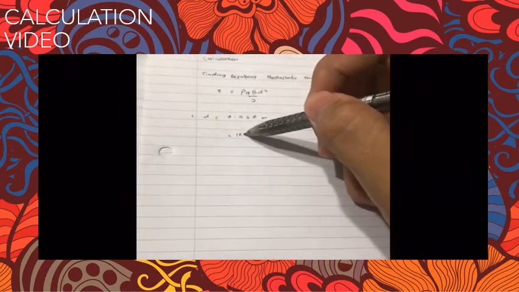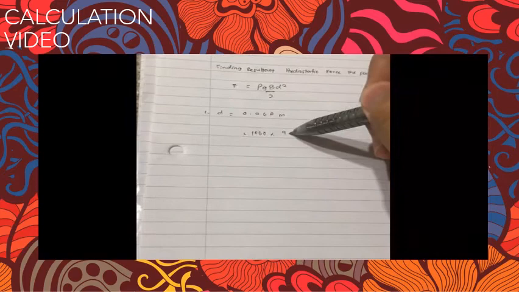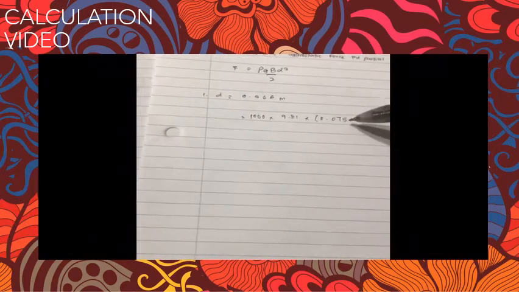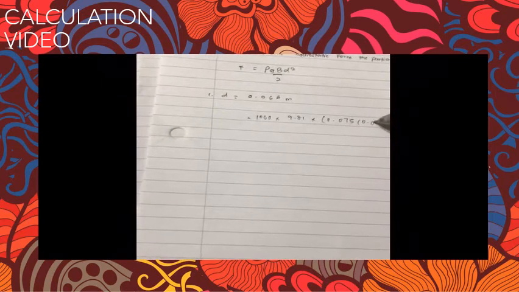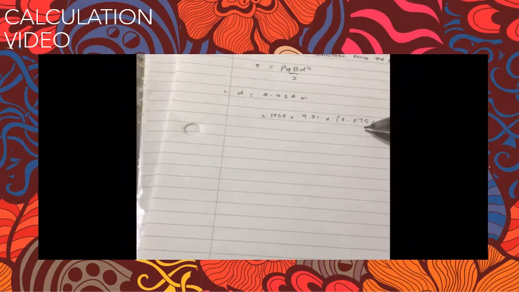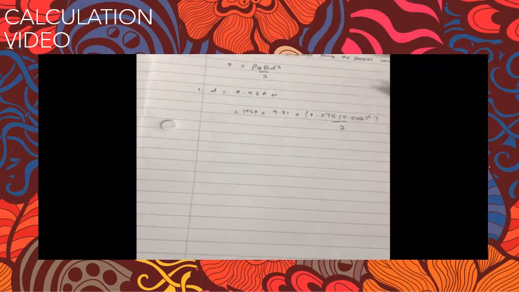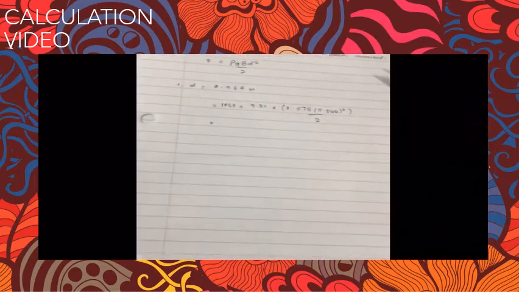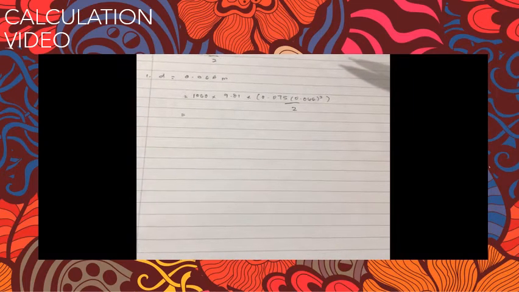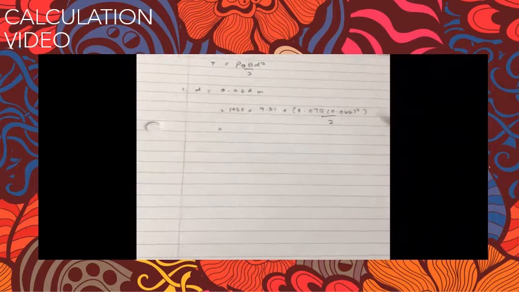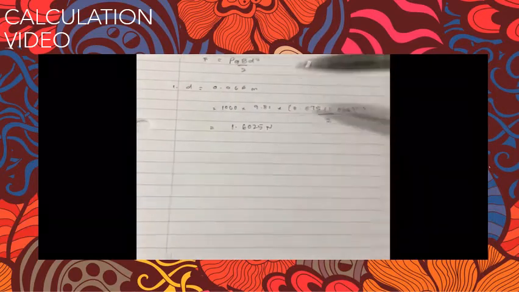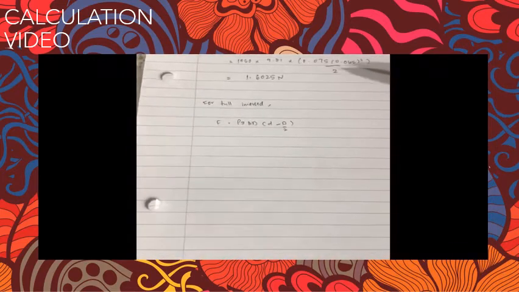1000 times 9.81 times 0.075 times 0.066 squared over 2. So the value of the resultant hydrostatic force is 1.6025 Newton. Now we will move to the full immersion.